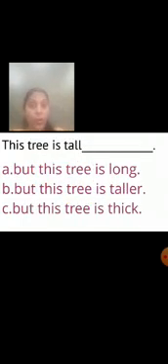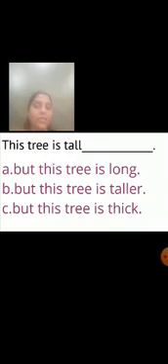This tree is tall. Dash. Option A. But this tree is long. B. But this tree is taller. C. But this tree is thick. Now, look here kids. When we are doing comparison between two similar things, we change the adjectives. Either we add IER or we add ER. Okay. So, now here, this tree is tall.